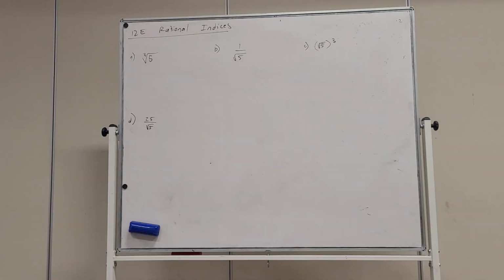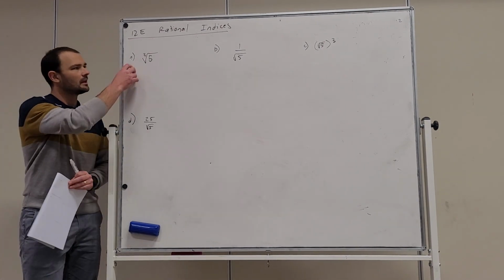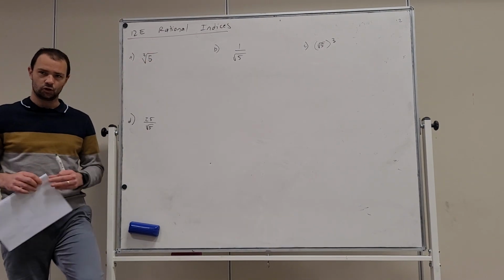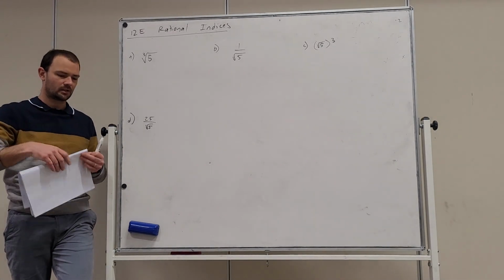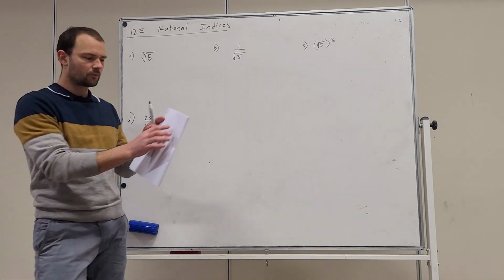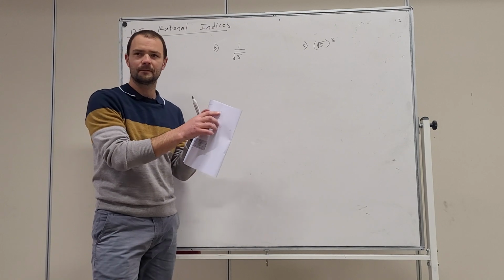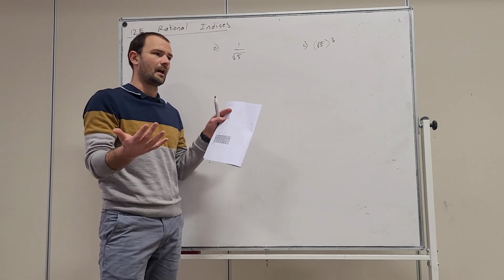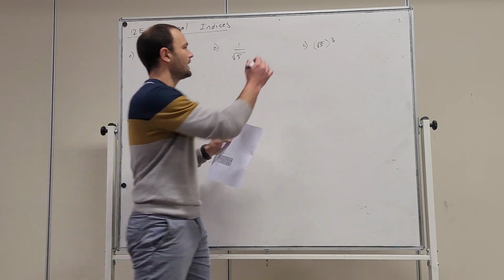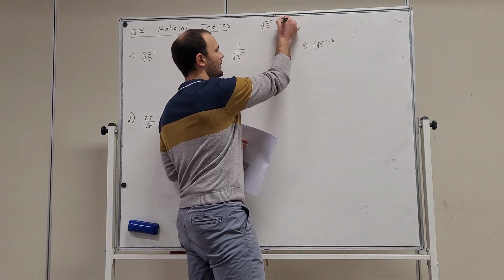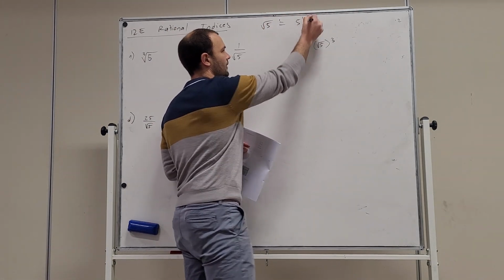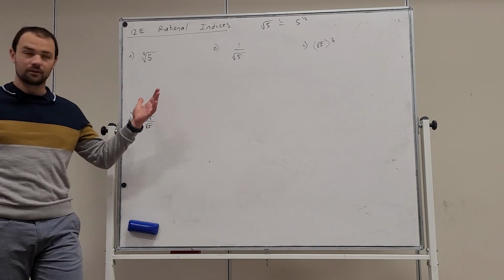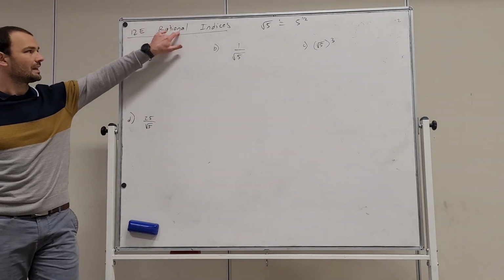So what we're doing is we're looking at expressing terms like square roots and cube roots as powers, okay? So if you follow the rule along, if we have a to the half, that means the square root of a. So if we had the square root of 5, another way we could write that is 5 to the power of a half. That's what it means. And the exercise is called rational indices, right?